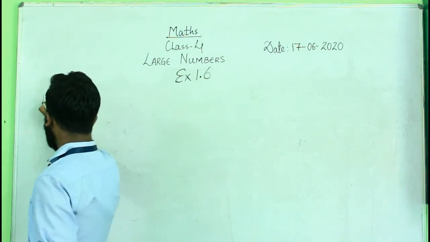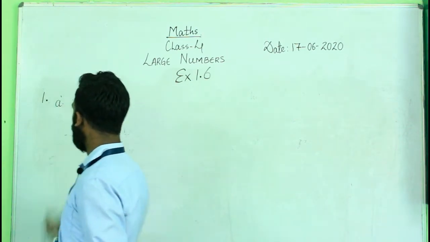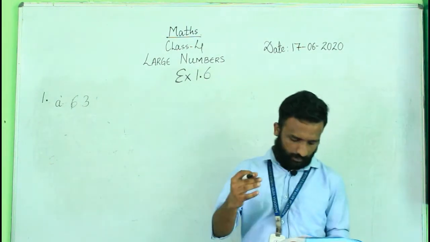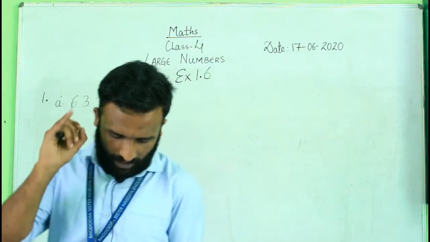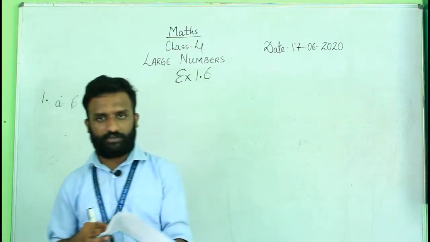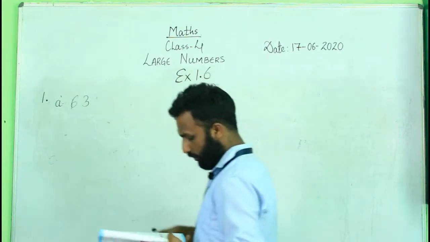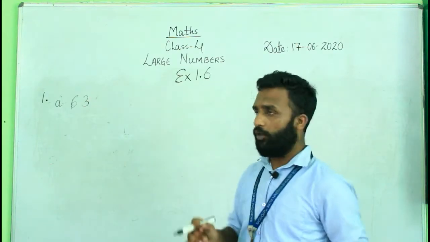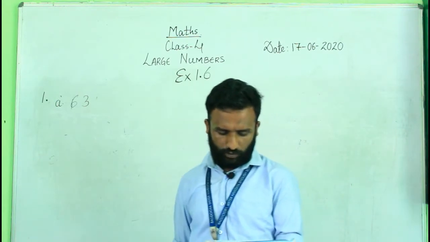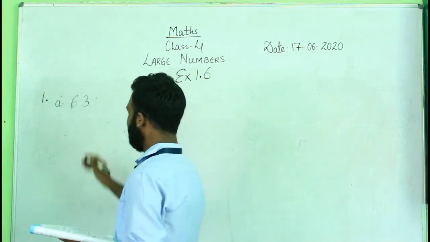So number 1, we'll do with question number 1A. Question number 1A is 63. So rounding up of numbers, as you know, we have done nearest 10, nearest 100 and nearest 1000. So let's do nearest 10 first. You have done this in your lower classes also, so I am going to explain it again with this number 63. It is saying round up the given number to the nearest 10.